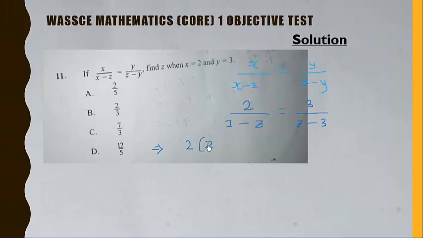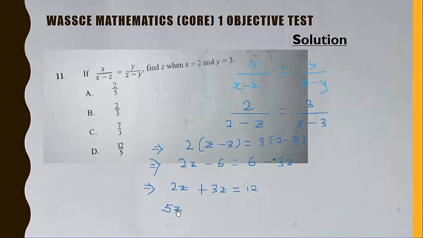After the substitution, we have this, and we cross multiply to obtain 2 into z minus 3 equals 3 into z, 3 into 2 minus z. So this implies that 2z minus 6 is equal to 6 minus 3z. So we did the expansion. Now we group like terms to obtain 2z plus 3z equals 6 plus 6, which will give us 12. So we have 5z is equal to 12. So dividing through by 5, we get z equals 12 over 5.